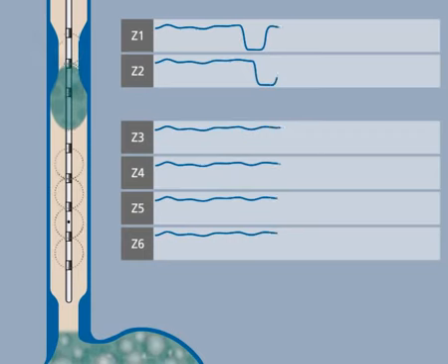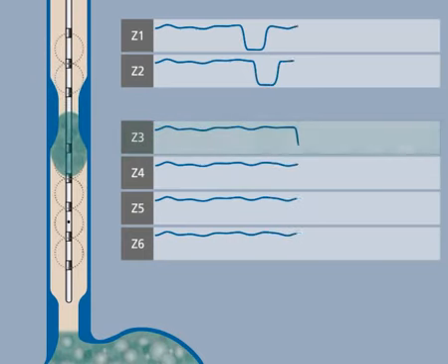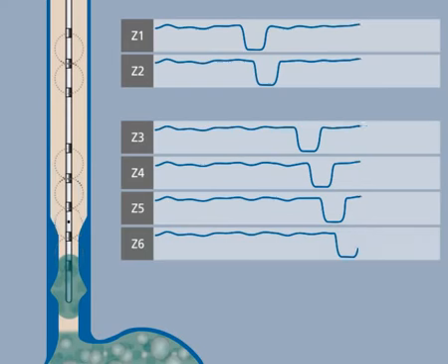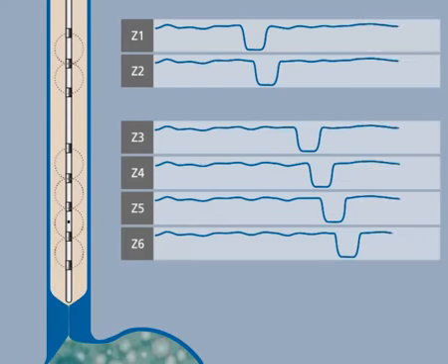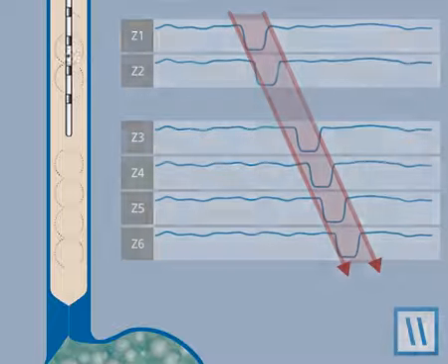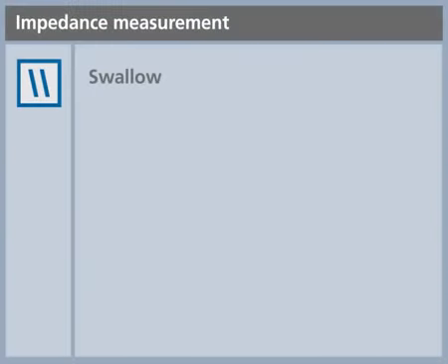The liquid bolus moves down and reaches channel 3. Impedance drops on this channel. As the liquid bolus moves farther down, it will be detected on the other channels. The bolus entry and exit in each segment is displayed by the 2 lines. We have explained the impedance pattern of a liquid swallow. Now we will explain the impedance pattern of a reflux episode.